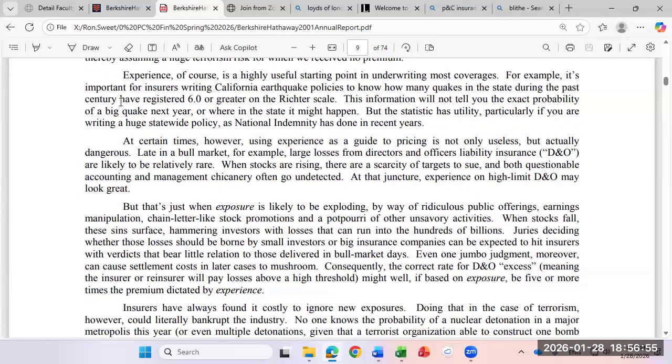So earthquakes is interesting because people are saying we still have the big one coming in California. How much history do we have with earthquakes? They have some history that goes back further.